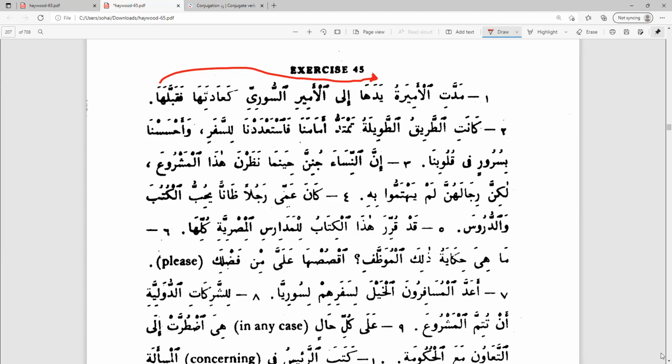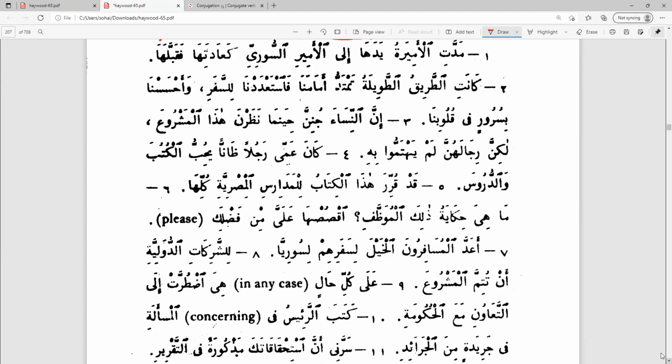And asasna is a feeling of something. And we felt something. Yeah, we felt good. Bisurur is joy, fi qubuluna, to accept it. Qulubina, in our hearts, not kalam. Okay, in our hearts. That's fine.